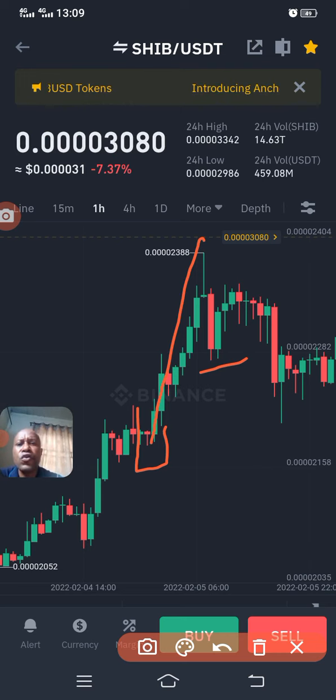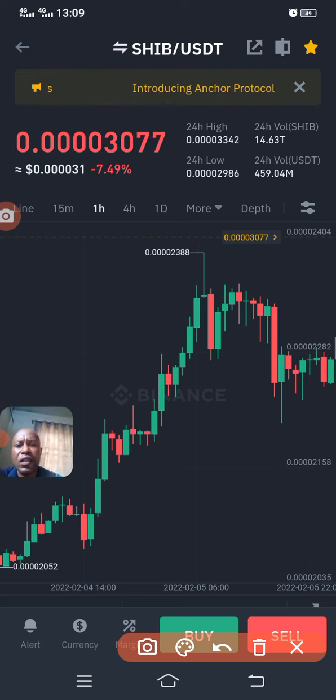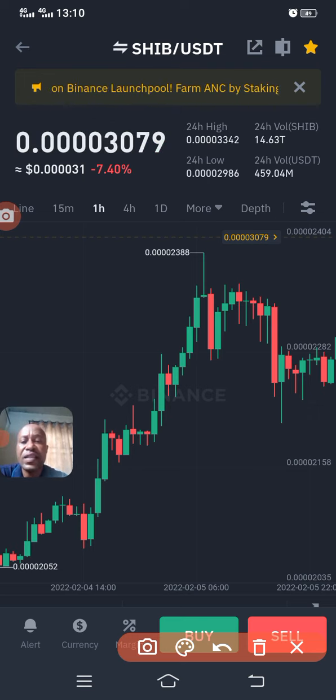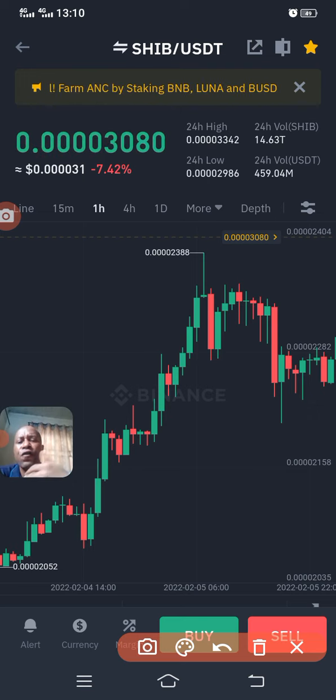Now, for us to actually know what liquidity void is, when we talk about liquidity, it is the ability to buy and sell a particular asset. And that is the reason why many persons are in Binance, because we have enough liquidity, meaning that you can buy any asset and sell it without any problem.